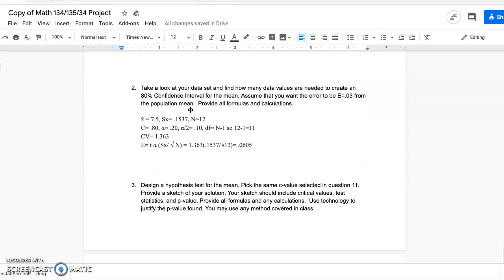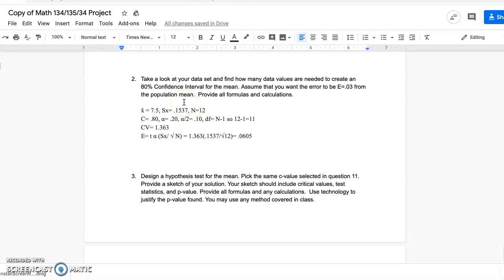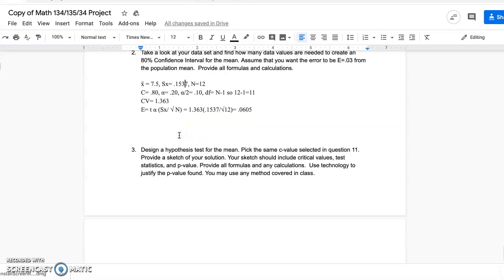So for number 2, we needed to create an 80% confidence interval for the mean. So we started off with x bar equals 7.5, s equals 0.1537, and n equals 12. C equals 0.80 as given in the question. So alpha is 0.20, and we divided the alpha by 2, and we got 0.10. So our degrees of freedom is n minus 1, so 12 minus 1 equals 11. And we got a critical value of 1.363 by doing it on the calculator with the inverse t option.